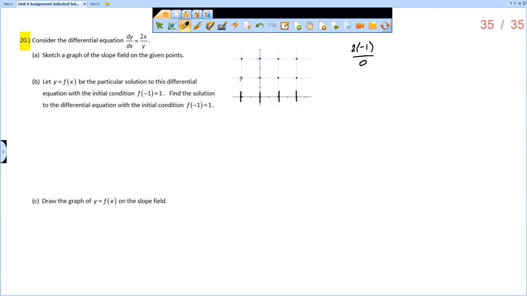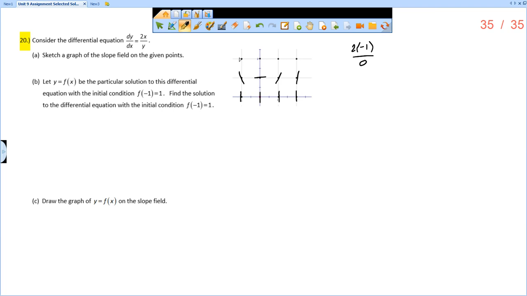2 times negative 1 over 1 is going to be negative 2. 2 times 0 over 1 is 0. 2 times 1 over 1 is positive 2. And then 2 times 2 over 1 is positive 4, so a little steeper. Here, negative 1, 2.